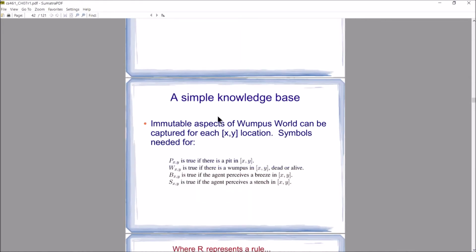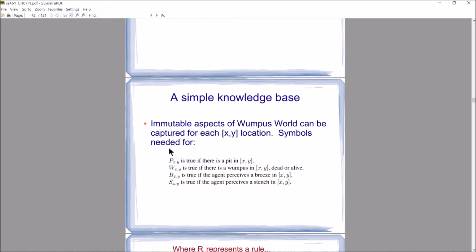Let's look at a simple knowledge base, and then I'll walk you through an example here. All of the immutable aspects of Wumpus World, all the things that won't change, like the position of a pit, the position of the Wumpus, whether you smell something, whether there's a breeze, those things are going to be assigned to a square. They're not moving. The agent's position can move, but these other things won't, right?